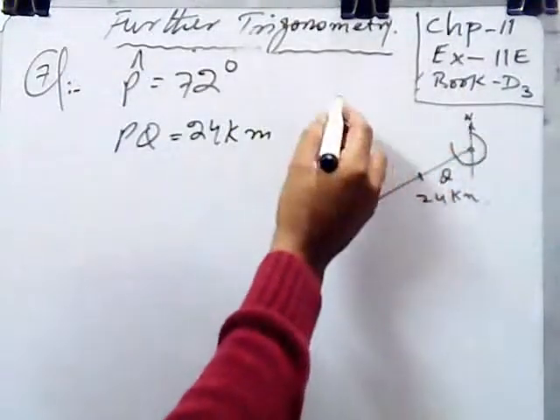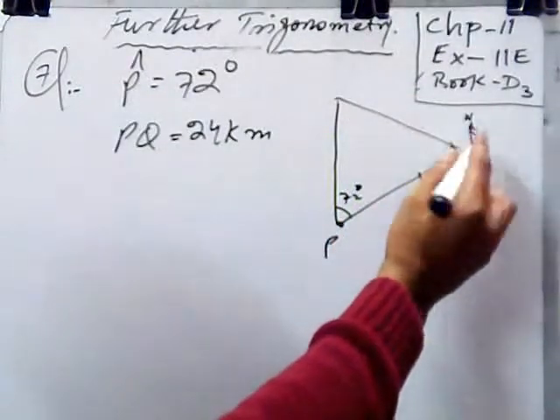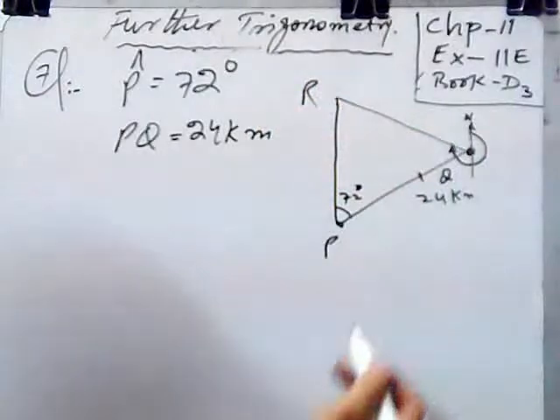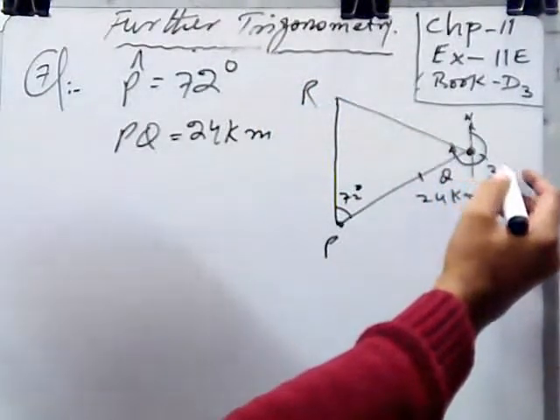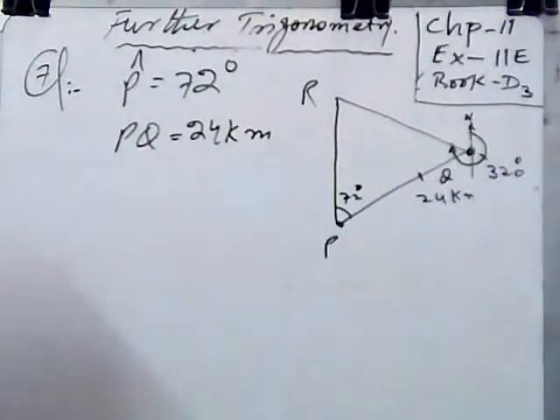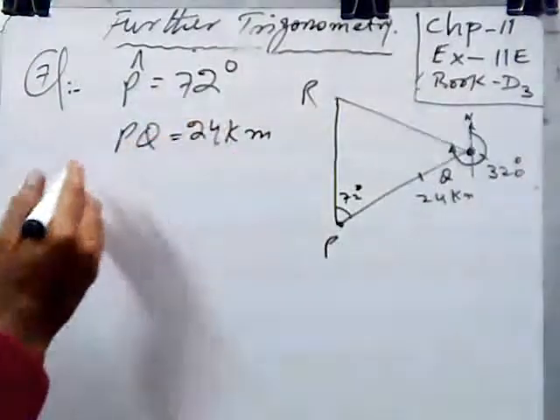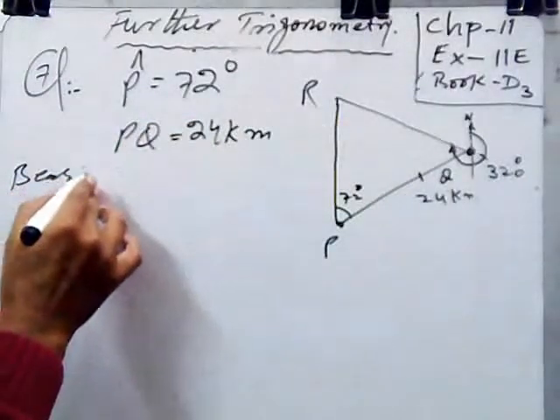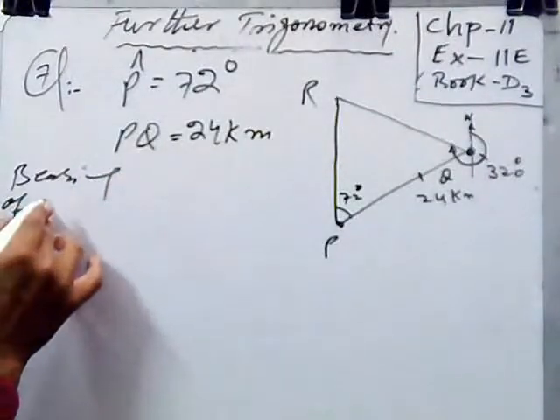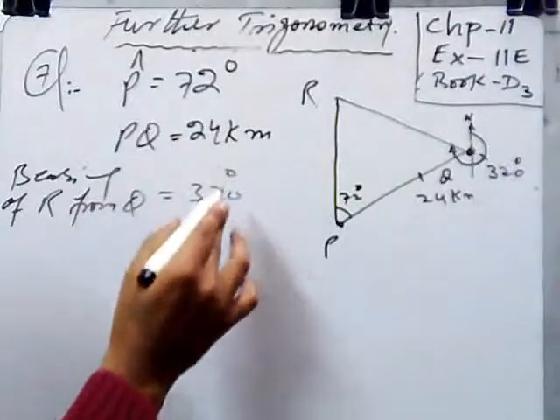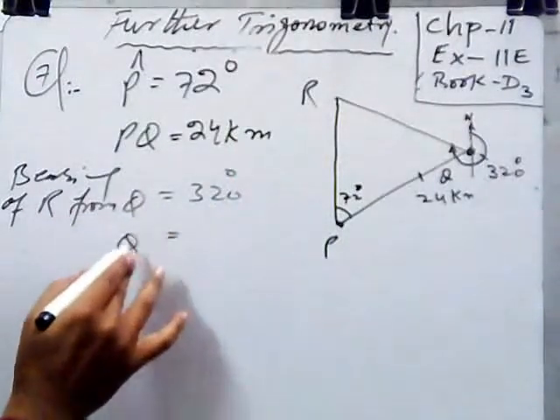So that will be your R up to this. PQR is equal to 320 degree. Now actually these values are given to us, and with the help of this we can find the bearing of R. Actually it is also given that the bearing of R from Q is equal to 320 degree. So what is the angle, Q angle?